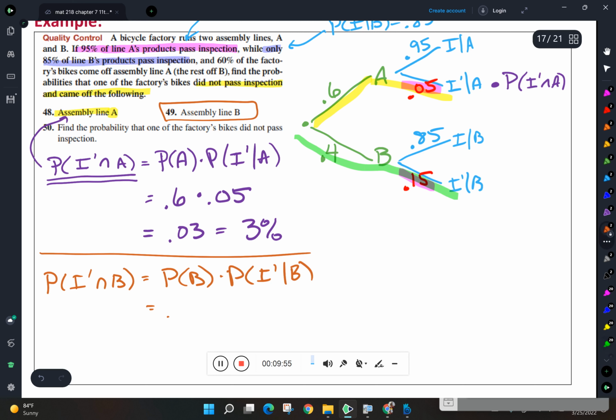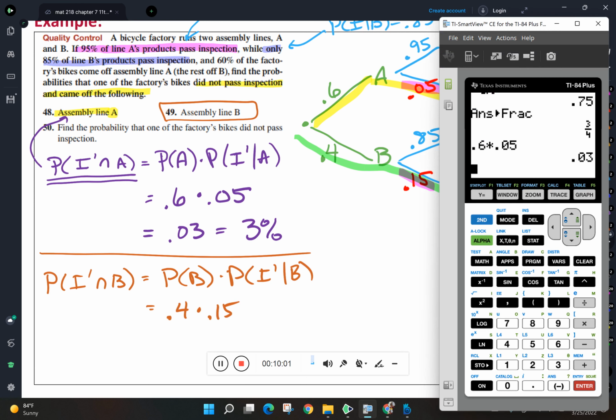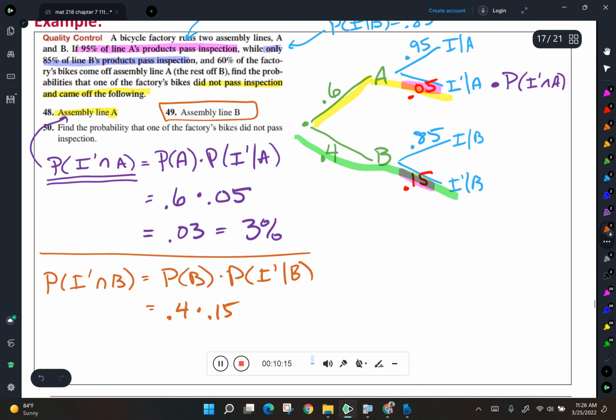So that's going to be our 0.4 times our 0.15. I'm going to grab my calculator. 0.4 times 0.15, and I get 0.6. No, 0.4 times 0.15. 0.06, that looks better. And so I get 0.06 or 6%. So if I grab a bike at the end, blah, blah, blah, blah.